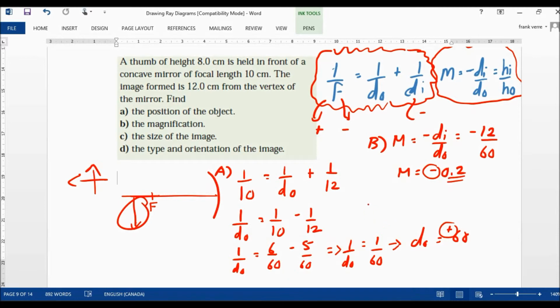Because we know the magnification, we can say the image height is equal to the magnification, m, times the height of the object. So that would be negative 0.2 times 8 centimeters. That will give us an answer of negative 1.6 centimeters. So we can see that our image is smaller and it's upside down.